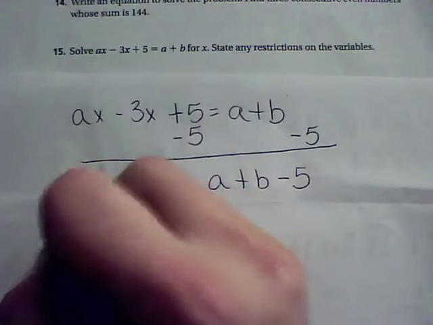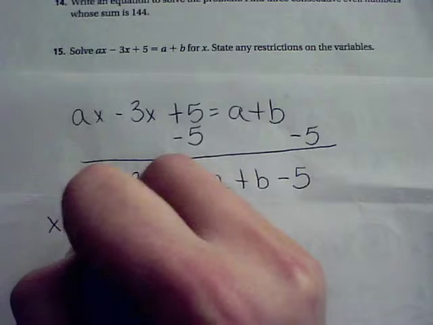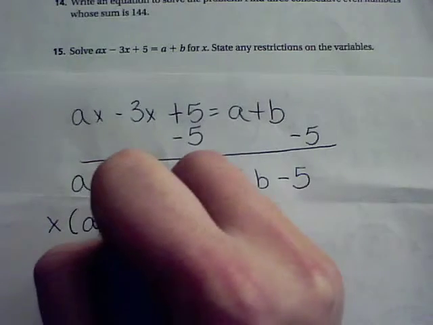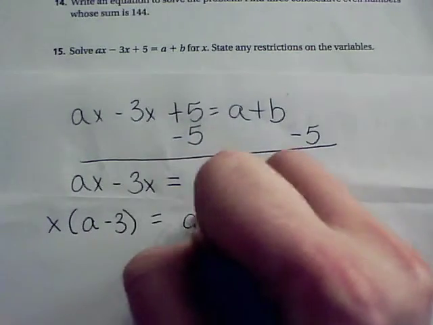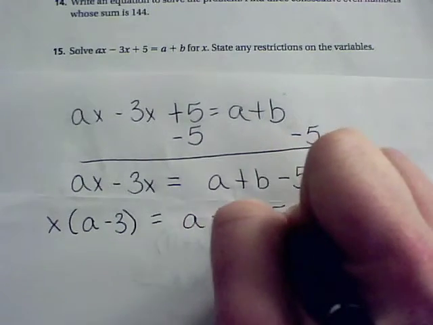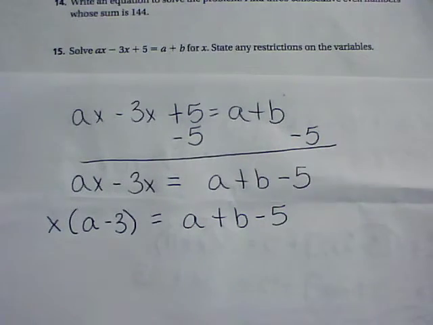So I'm going to pull those out, and I have x times a minus 3 equals a plus b minus 5. Now, if I were to distribute that x, it would leave me with ax minus 3x, which is what I started with in this line right here. Do you see how that works?